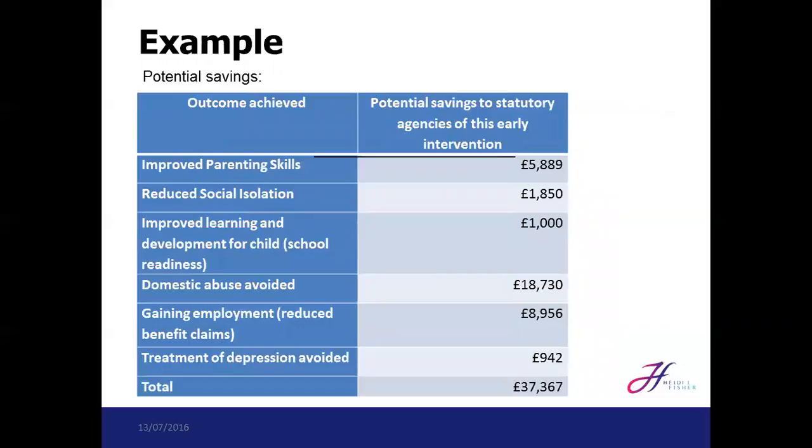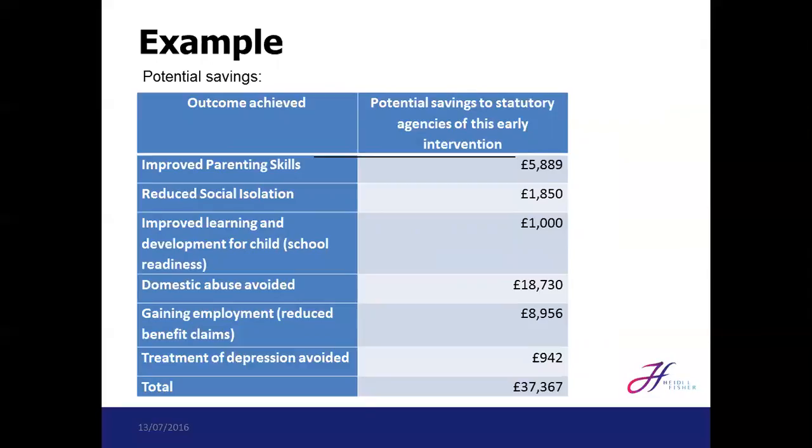So what this actually then translates to in terms of actual monetary savings is shown on this diagram, and all of these numbers come from various different places. So what you've got is, for improved parenting skills, £5,889. Domestic abuse is the biggest potential saving, which is £18,730. Gaining employment, it typically is around about the £8,000 to £9,000 mark, depending on what characteristics the individual has.